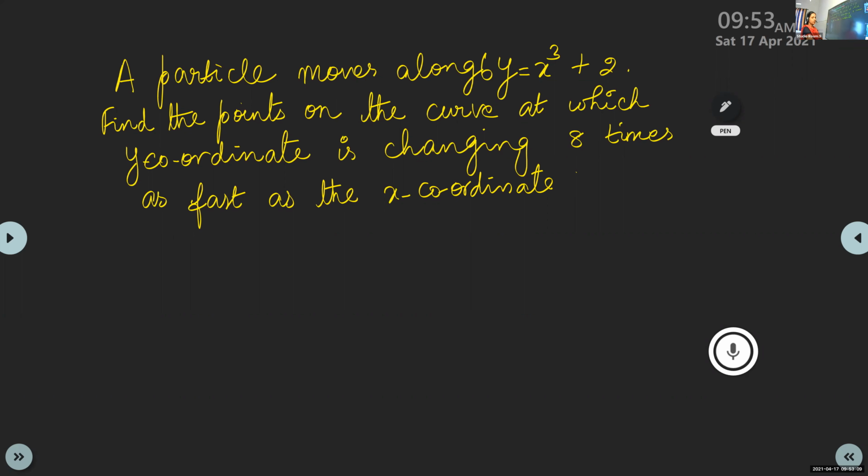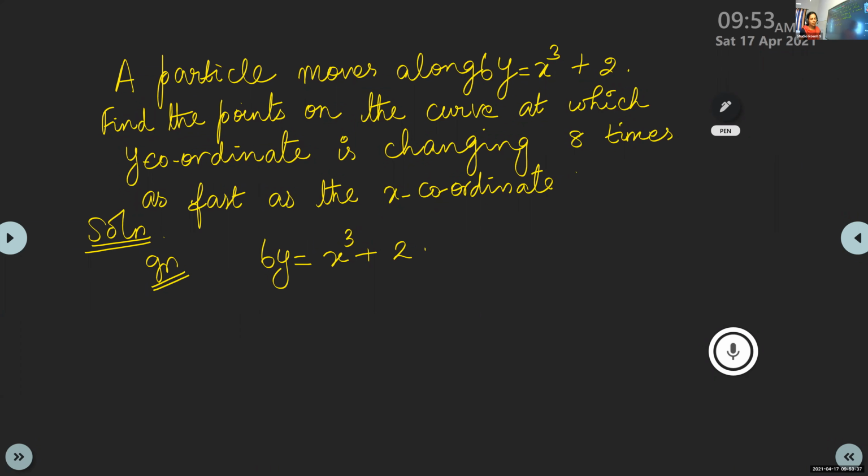Read the question, children. What is given here? A particle is moving along the curve. 6y is equal to x cube plus 2. So this is the curve given. We want to find the points.